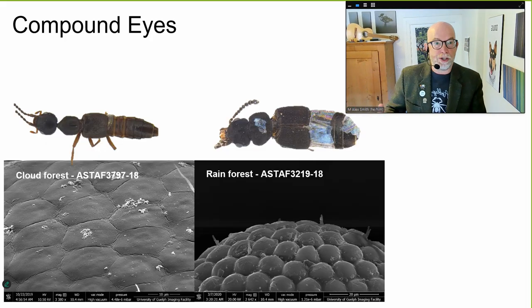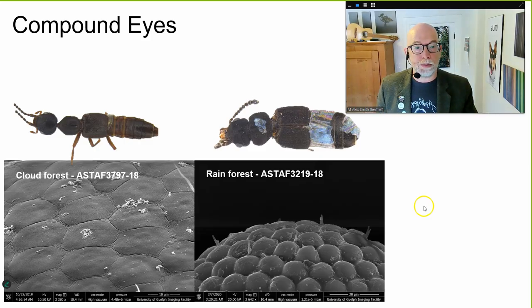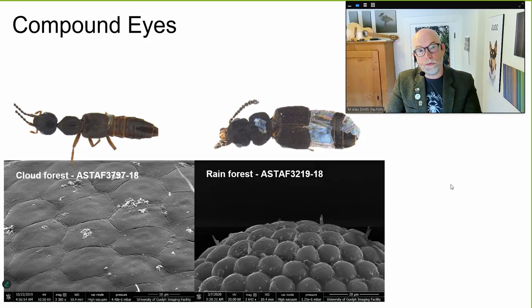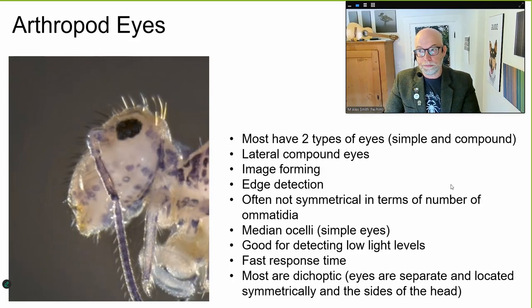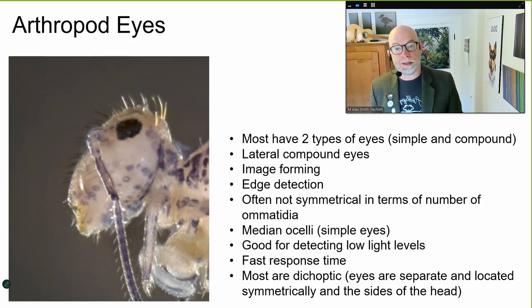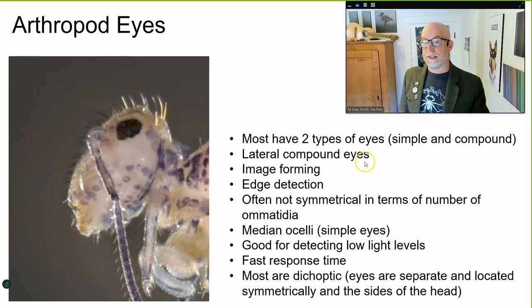Are they scavenging? Are they detritivores? What role does light reception play? Is it just predator avoidance, or is it prey tracking? So when we think about arthropod eyes, most of them, like this, so this is a hexapod writ large.